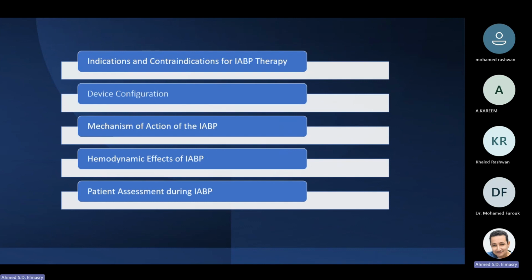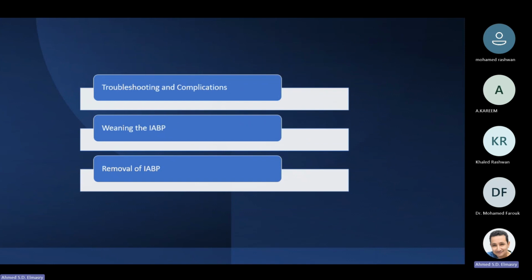And the second section is about the indication and contraindication of intra-aortic balloon therapy, device configuration, mechanism of action of the intra-aortic balloon, hemodynamic effect of the intra-aortic balloon pump, and patient assessment during the run of the intra-aortic balloon. And the last section is about troubleshooting and complications, weaning of the intra-aortic balloon, and the last thing is removal of the intra-aortic balloon.